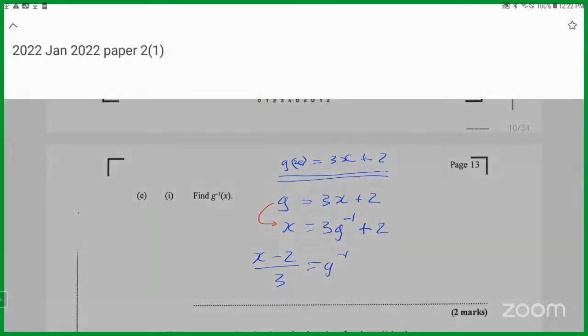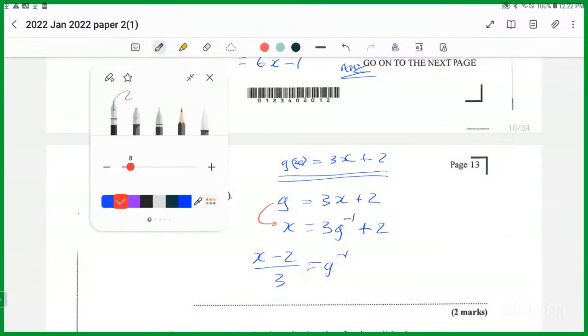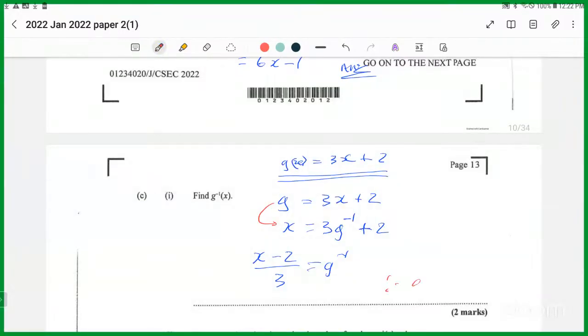And then we can write the conclusion. Let's put it in a different color. Put it in red. And so therefore, g to the minus 1 is equal to this thing: x minus 2 over 3. That's actually g to the minus 1 of x, so I'm going to put in the x on it. And that is the answer right there in red.